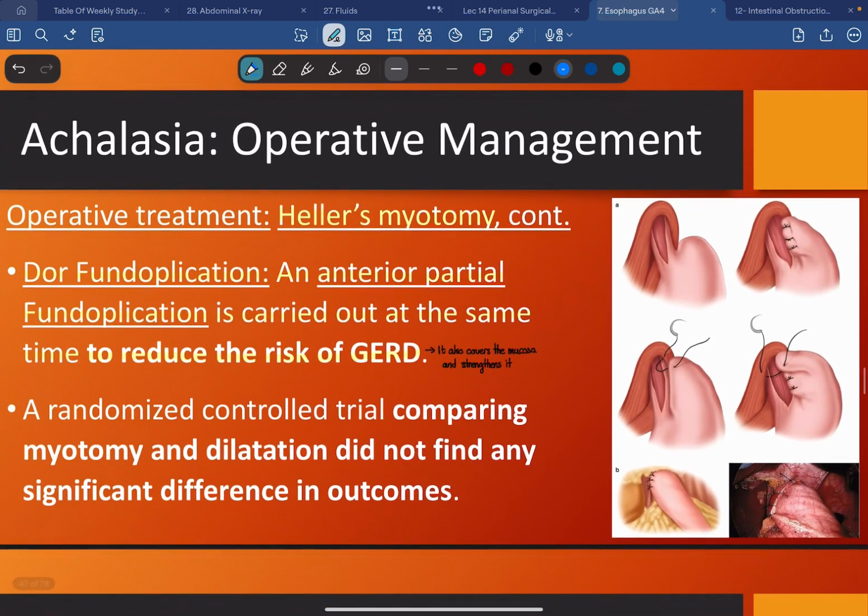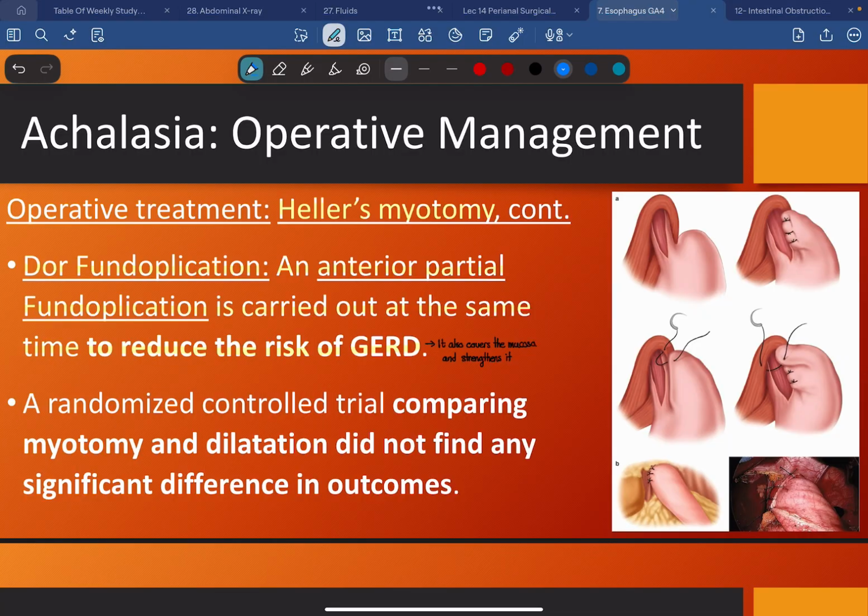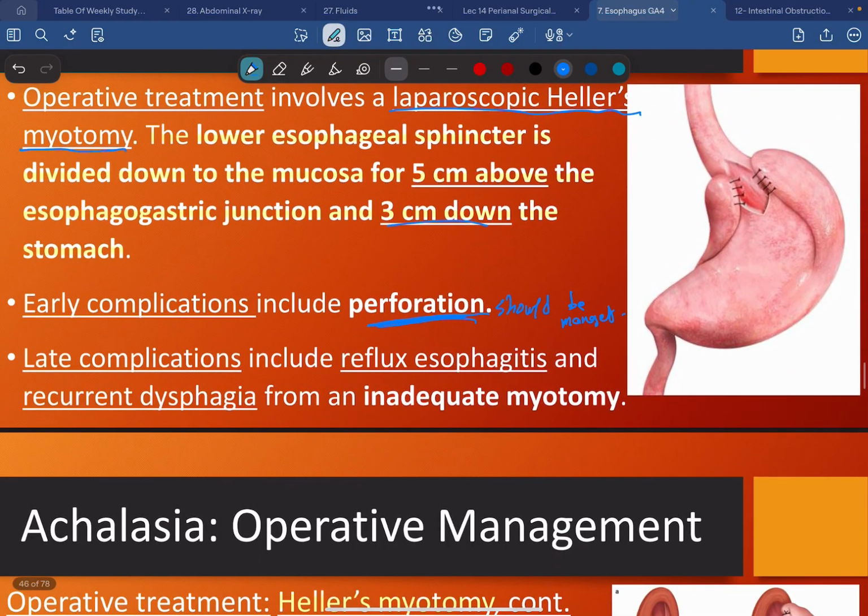And recurrence is one of the complications. If the Heller's myotomy is not complete, the residual muscle fibers might cause obstruction again, inadequate myotomy.